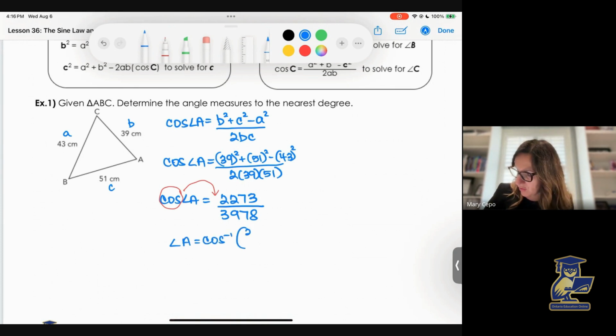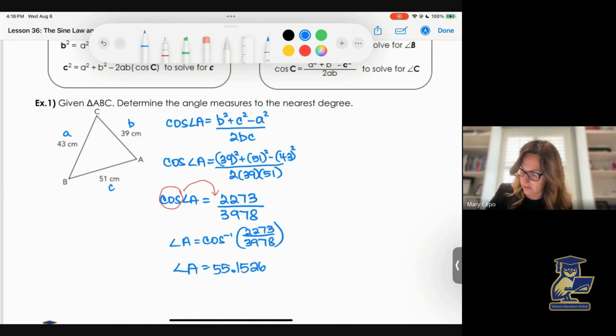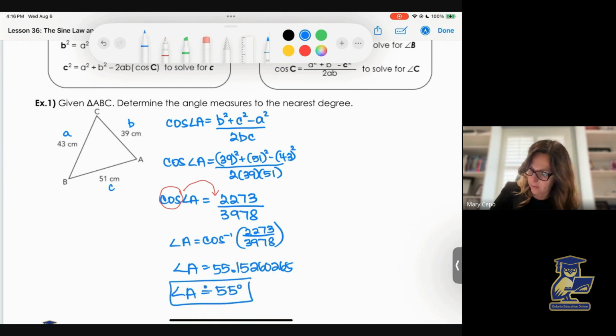I wouldn't round too soon. Leave these as exact in fraction form, and then round at the very end. So inverse of cos of 2,273 divided by 3,978. We do get angle A is 55.15260265. We're rounding to the nearest degree, which would be 55 degrees. And we did round, so we're going to put a dot on top. Okay, so we know that A is 55 degrees.